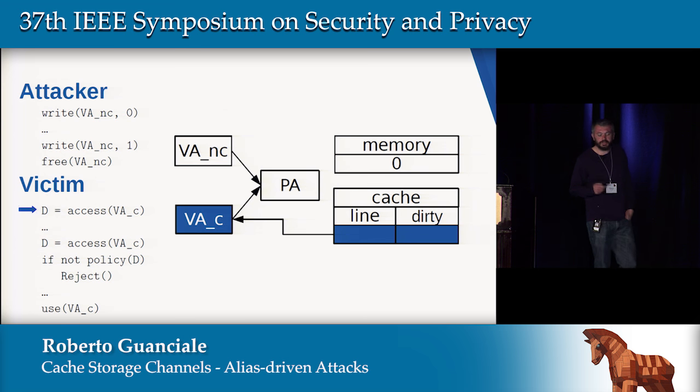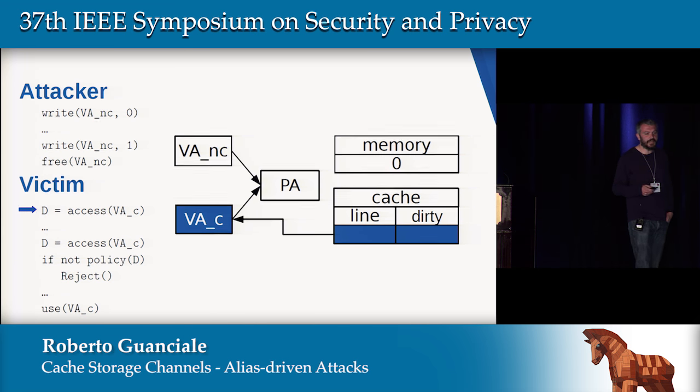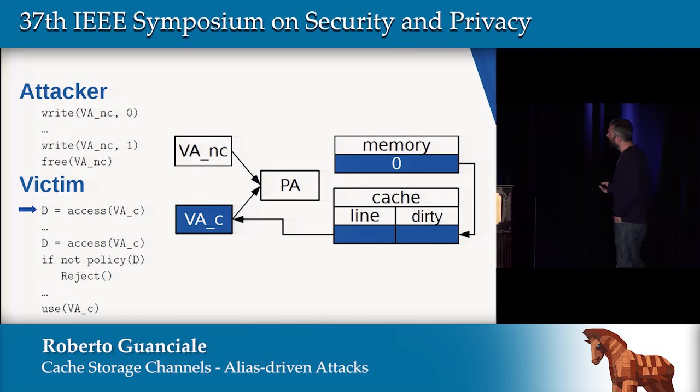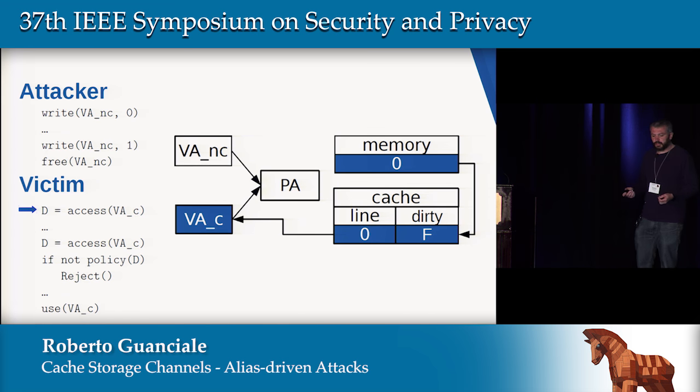So it reads the virtual address VA. In this case, this is cacheable. It has a cache miss, so the value zero is fetched from the memory and is copied into the cache. Initially, clearly, this cache line is not dirty because we didn't change anything in the cache.